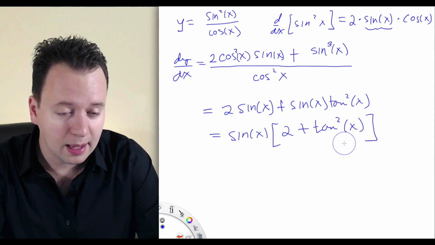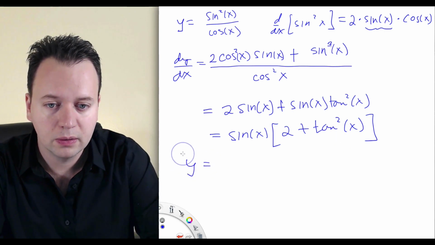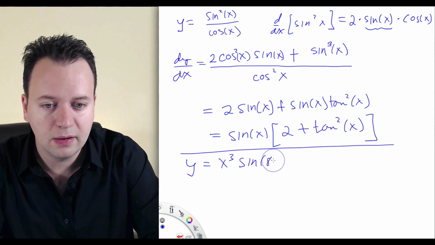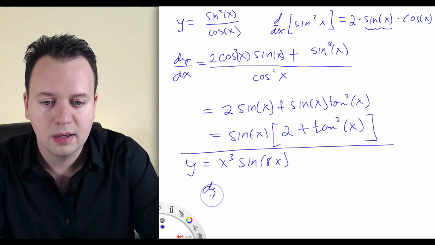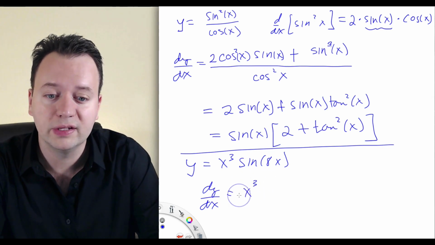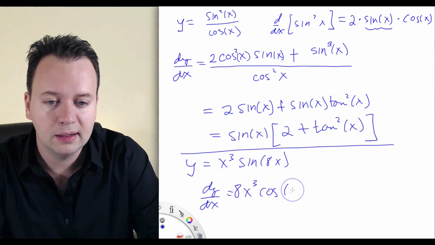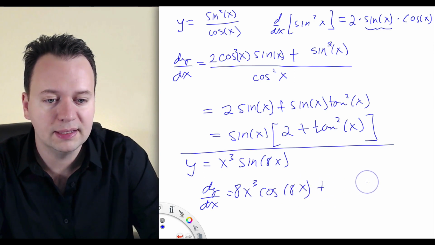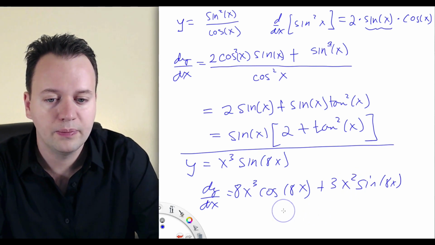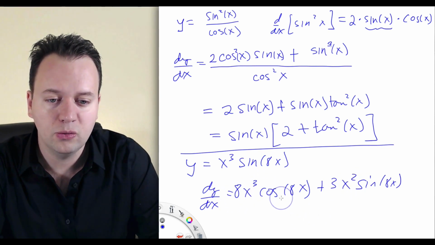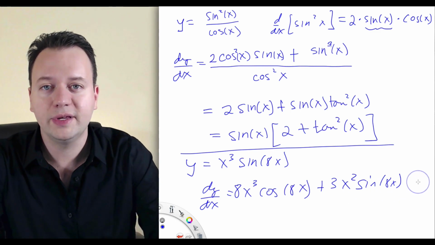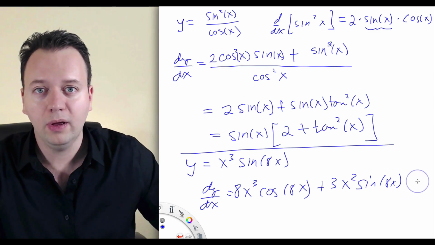And our final example is x cubed times the sine of 8x. Product rule. dy dx is the first times the derivative of the second. The derivative of the second, we get 8 cosine 8x, and then plus the second times the derivative of the first, which is 3x squared. So there you go. It's 8x cubed cosine 8x plus 3x squared sine 8x. And so those are some examples of derivatives using the product rule and the chain rule.